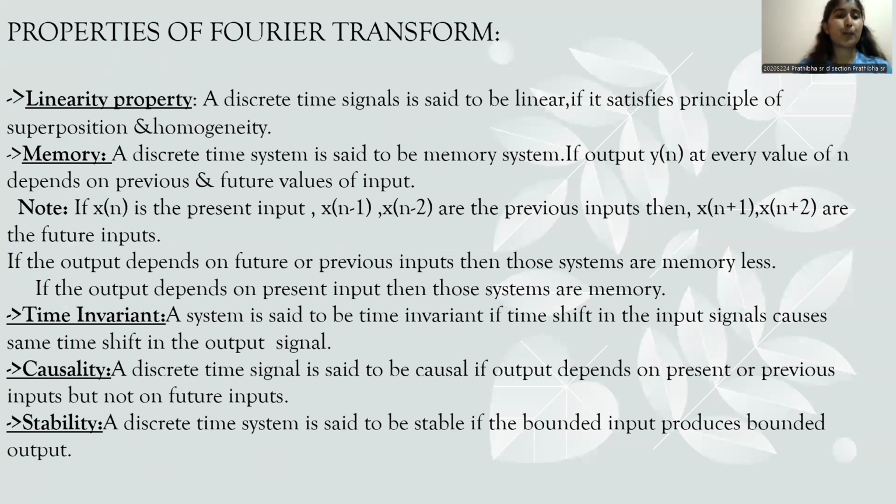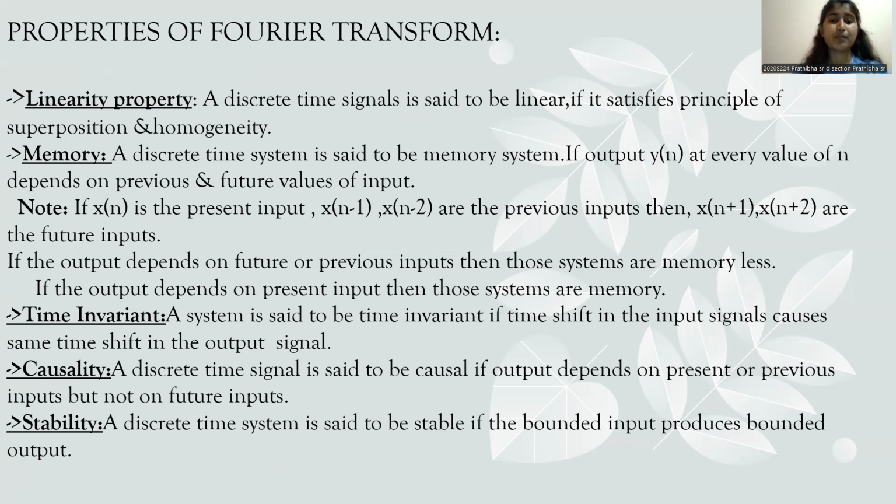Now, let us see the properties of Fourier transform. The first property is linearity. A discrete time system is said to be linear if it satisfies the principle of superposition and the principle of homogeneity. Second property is memory.